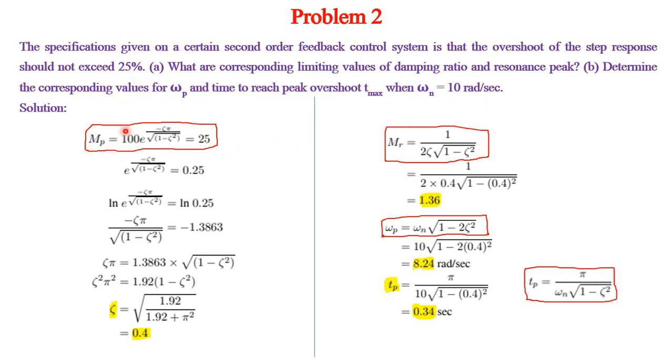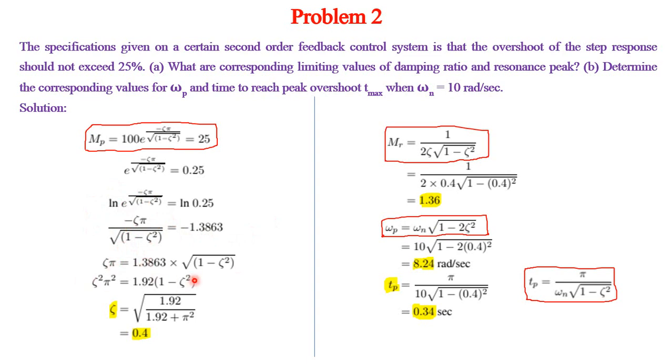Overshoot expression we know from the time domain specification, 100 e power minus zeta pi by root of 1 minus zeta square percentage, that is 25%. So e power minus zeta pi by root of 1 minus zeta square is 0.25. So taking natural logarithm, ln of 0.25 is this. So ln of e power minus this, ln of e is 1, therefore this will be this. Then this root of 1 minus zeta square is brought to this side. Then minus minus plus. So zeta pi equal to this.